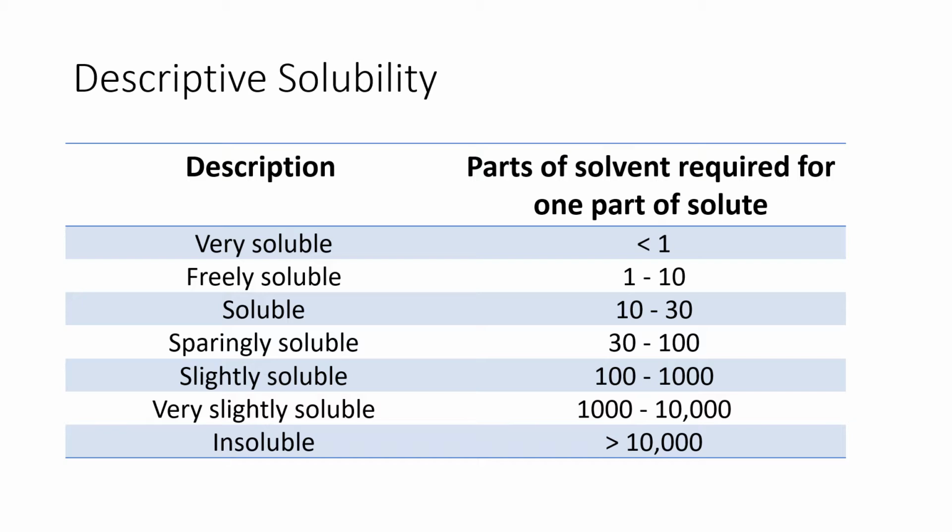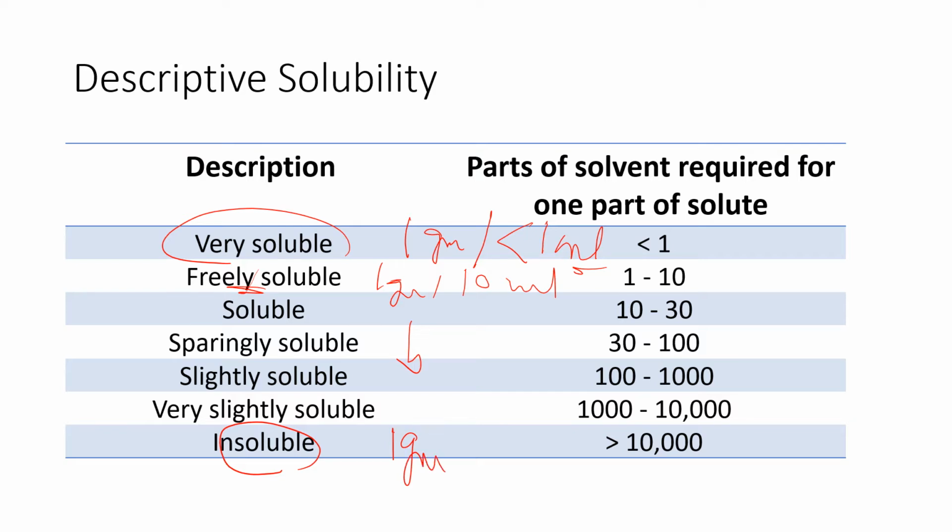First, the drug could be described as very soluble if 1 gram of drug dissolves in less than 1 milliliter of solvent, and freely soluble if 1 gram dissolves in 1 to 10 milliliters of solvent, and so on, till we reach the insoluble active ingredient, when 1 gram of drug needs more than 10,000 milliliters. It means more than 10 liters to dissolve. In this case, we can describe this active ingredient as insoluble.